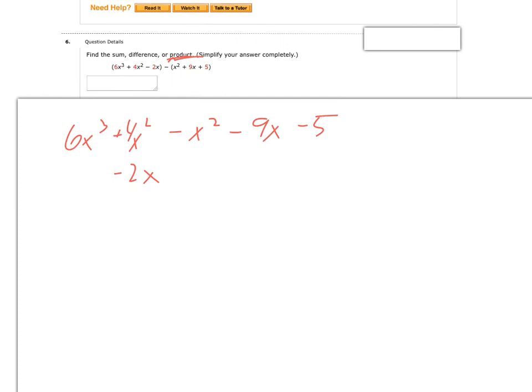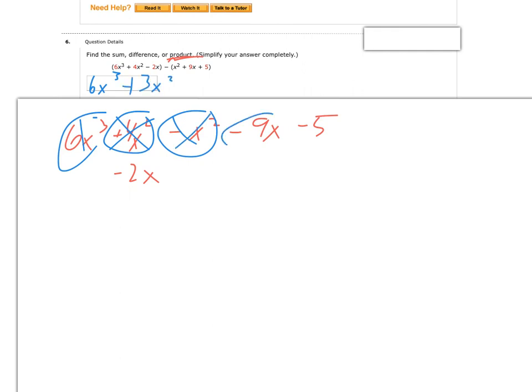Okay, so you should kind of always do this in power order. So 6x to the 3rd doesn't have a like term, so I'll just list that. My x squareds, looks like I got positive 4 and negative 1, so that makes positive 3x squared. My regular x's, I got negative 9 and negative 2, so that's negative 11x, and then minus 5. So just combining like terms there after you distribute the negative.